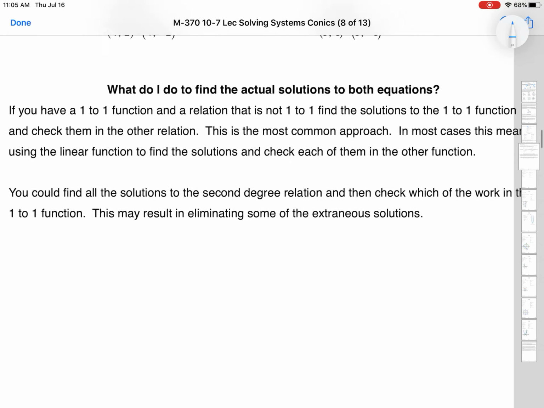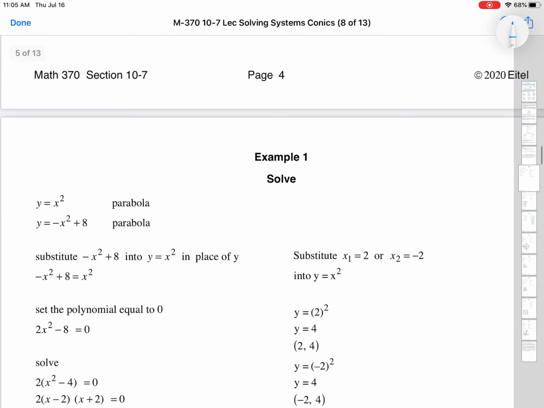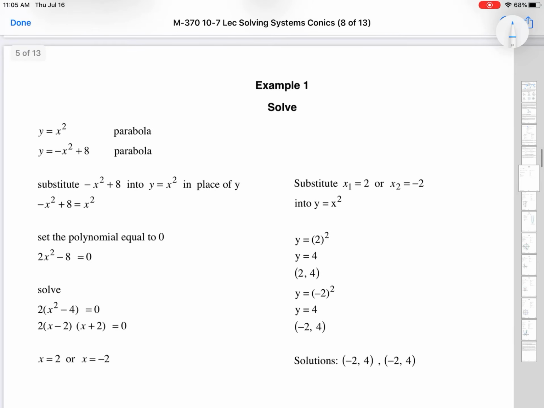Okay, so we'll watch this happen. He's making it sound a little bit more complicated than it needs to be, maybe, but we'll try it out. So here we've got y is equal to x squared and y is equal to negative x squared plus 8. And so we're going to substitute negative x squared plus 8 into y equals x squared. This is a very nice way to do it. Both of these are solved for y, and so what we want to do is force the two to be the same. So he's saying we're substituting this one into here, and that's true, or it could be looked at the other way around.